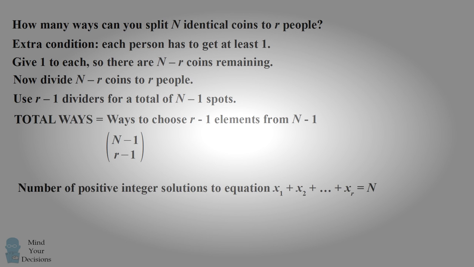Algebraically, if you have the solution x1 plus x2 all the way up to xr equaling n, we now can solve for the number of positive integer solutions using n minus 1 choose r minus 1. And in this case, we again interpret xi as the amount that person i gets.